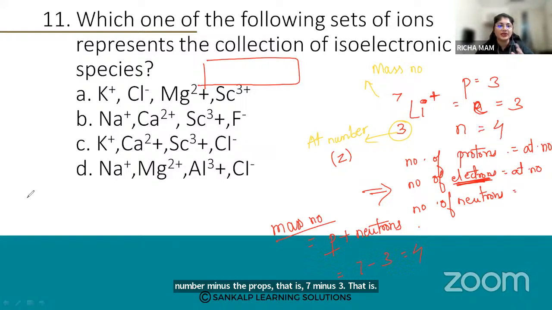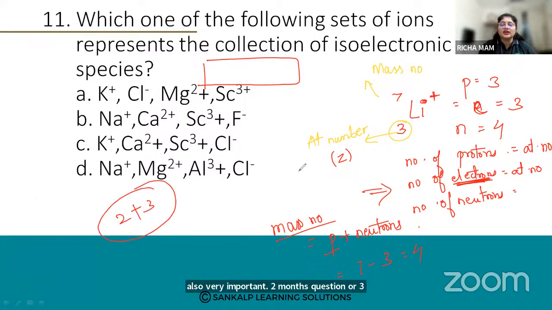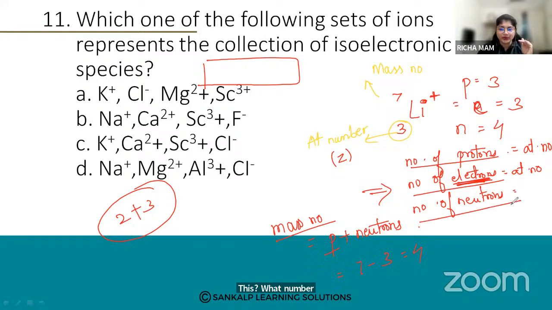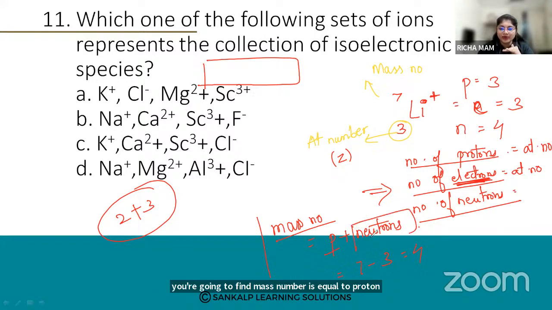So remember this also. Very important. It can be a 2 marks or 3 marks question. They can give you any one element and tell you to find the number of protons, number of electrons, and number of neutrons. Protons and electrons you can find. For neutrons, remember the formula: mass number equals protons plus neutrons, so subtract mass number minus protons to get the neutrons. This is very important, and in theory also this question is asked. So I just thought of telling you.